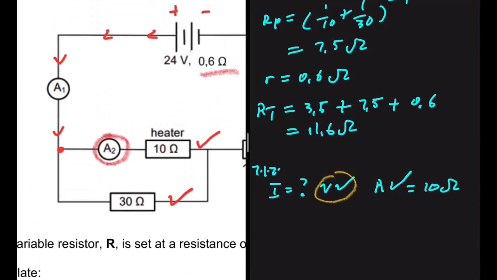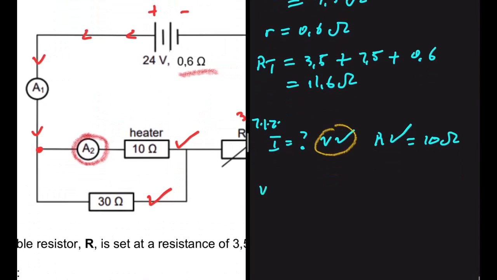What we can actually do here, we have VT. We have the total voltage, right? And then we have the total resistance. We can find the total current. And then by finding the total current, we can then find VP.